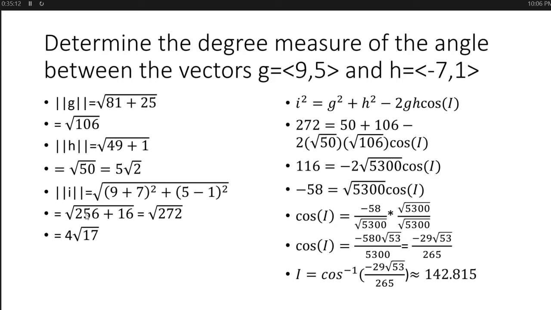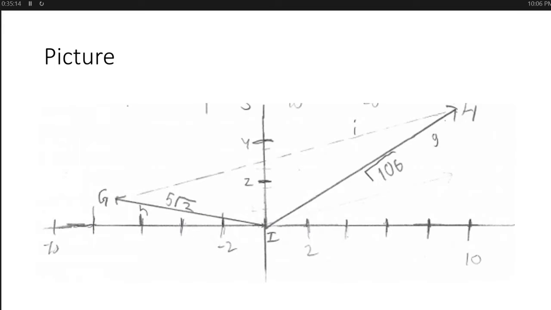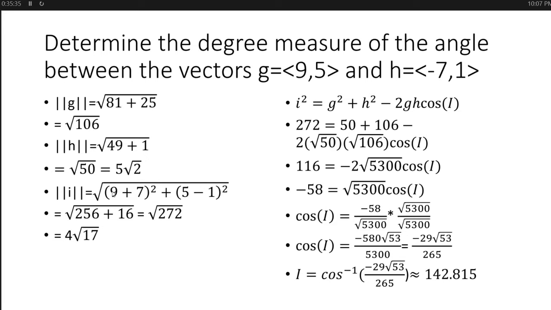And we're also going to add another one called I. If we go to this picture right here, you can see that I drew out the triangle. This is G, and this is H, and this is going to be I, since we're connecting the two to find this angle. So we'll first find the magnitude of I, which is this right here. It comes out to be root 272, which is 4 root 17, but again, that's not necessary for reasons that will be clear right now.